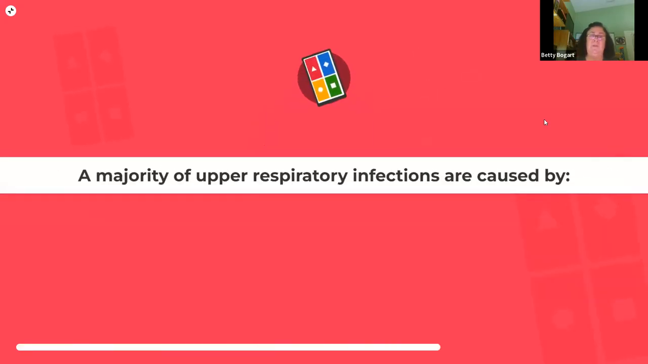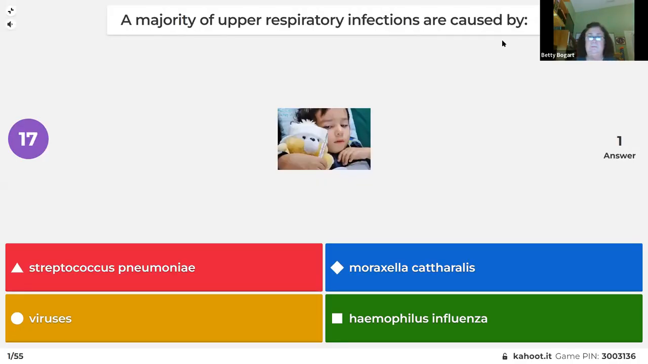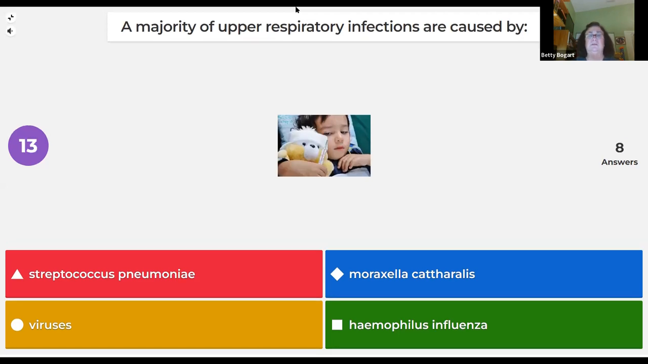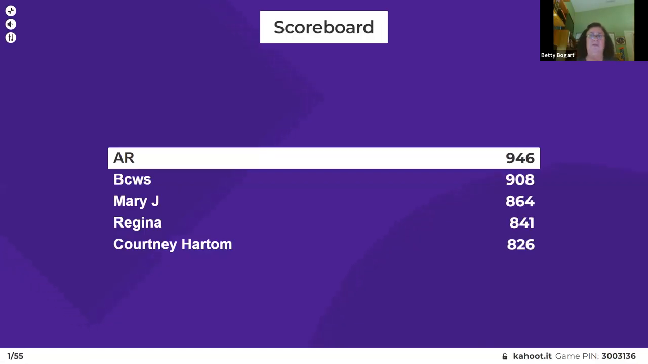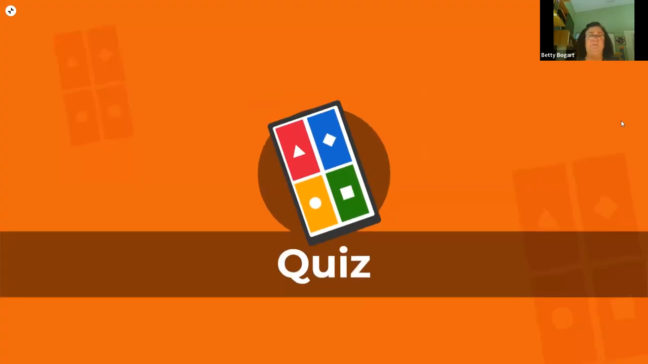A majority of upper respiratory infections are caused by what? So mostly viruses. Remember upper respiratories, you can go to the doctor, they're gonna say Tylenol, Motrin, liquids, and it still continues, then you go back. But usually it's just a virus.